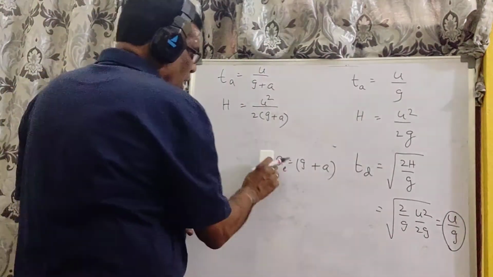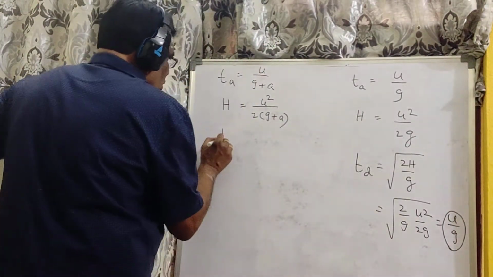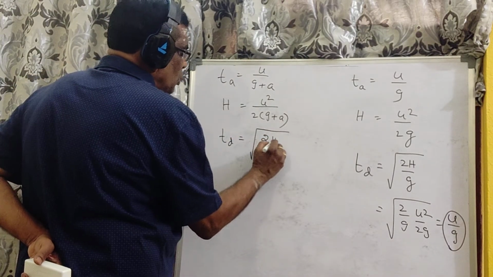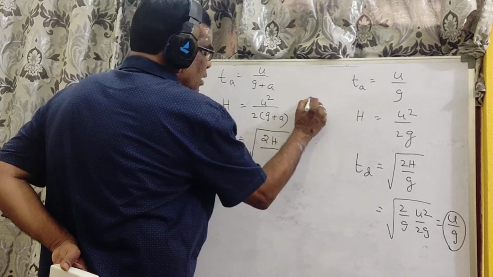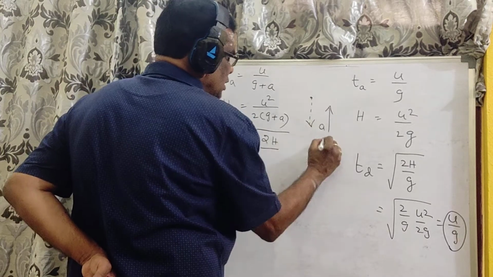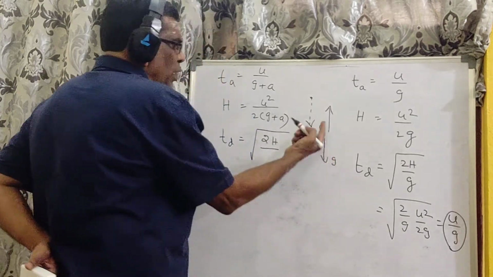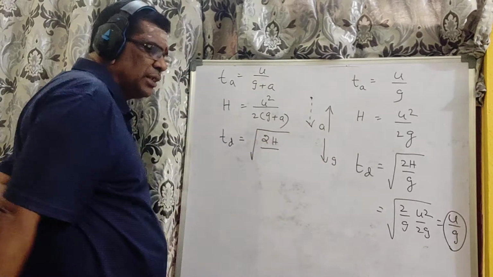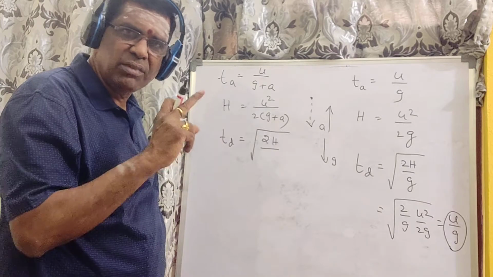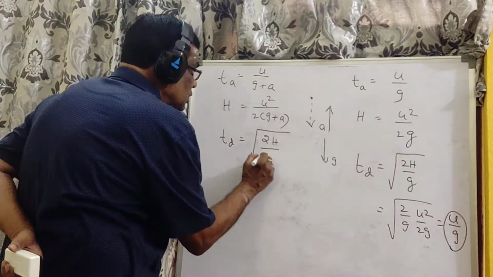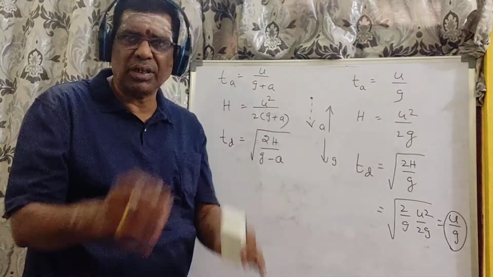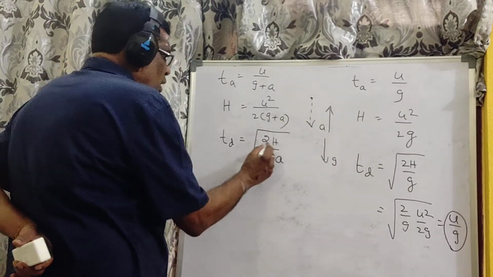Now, with this background, you can find out what is time of descent, under root of 2h by a effective. Now, in descent, what happens? This is the velocity direction. Therefore, this is a and this is g. Now, resistance is upward. Acceleration due to gravity is downward. Therefore, the effective acceleration here is g minus a. Never write a minus g. The body will never come down. Remember that. So, under root of 2h by g minus a.